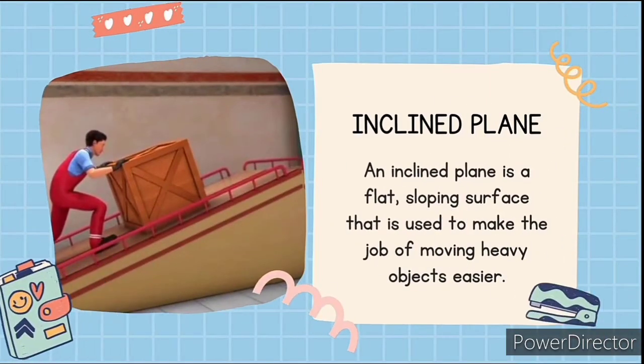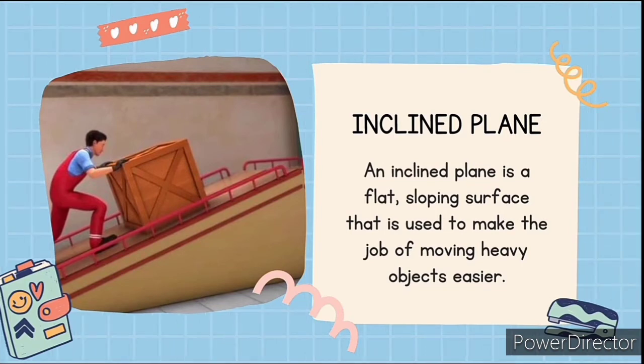So the next simple machine we'll be looking at is the inclined plane. Now repeat after me, inclined plane. Now, a plane that is inclined. An inclined plane is a flat, sloping surface that is used to make the job of moving heavy objects easier. Remember we said simple machines are machines that make work easier and faster.